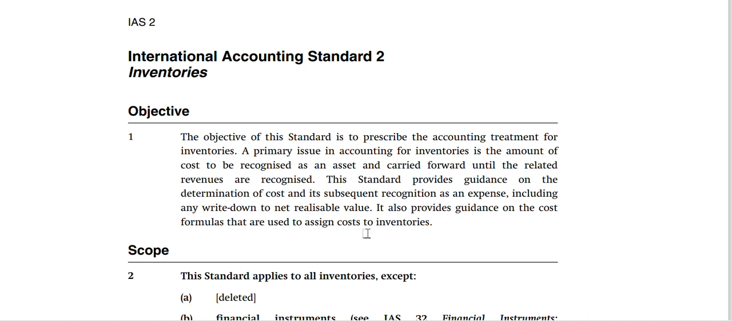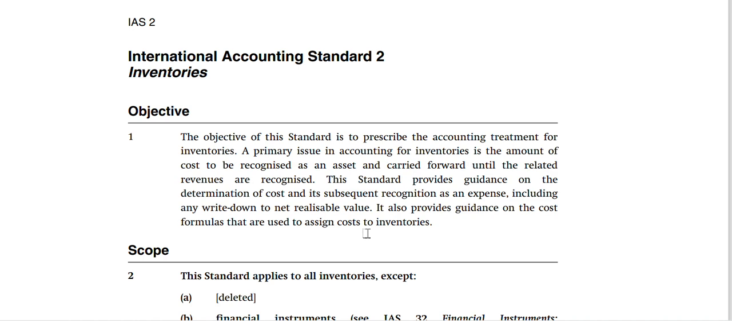So why do we have the standard? What is the main objective of having the standard? We have the standard because we need to understand the accounting treatment of inventory and what costs should be considered or included when measuring the inventory. And when should we reduce the value of inventory in our books? And when should we derecognize the inventory?